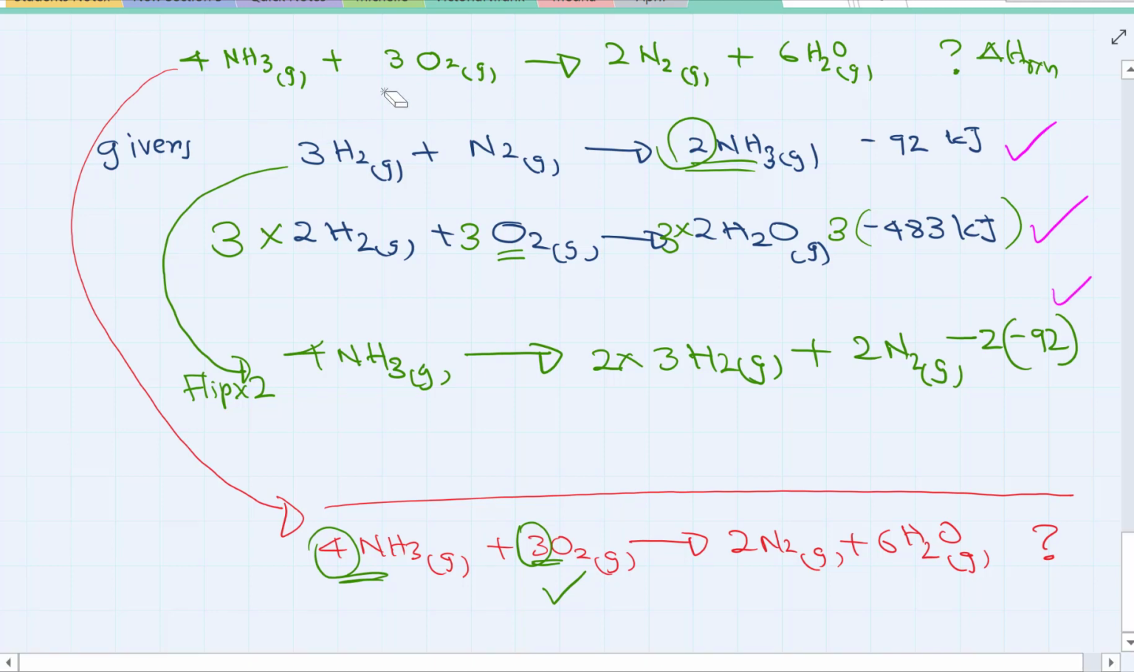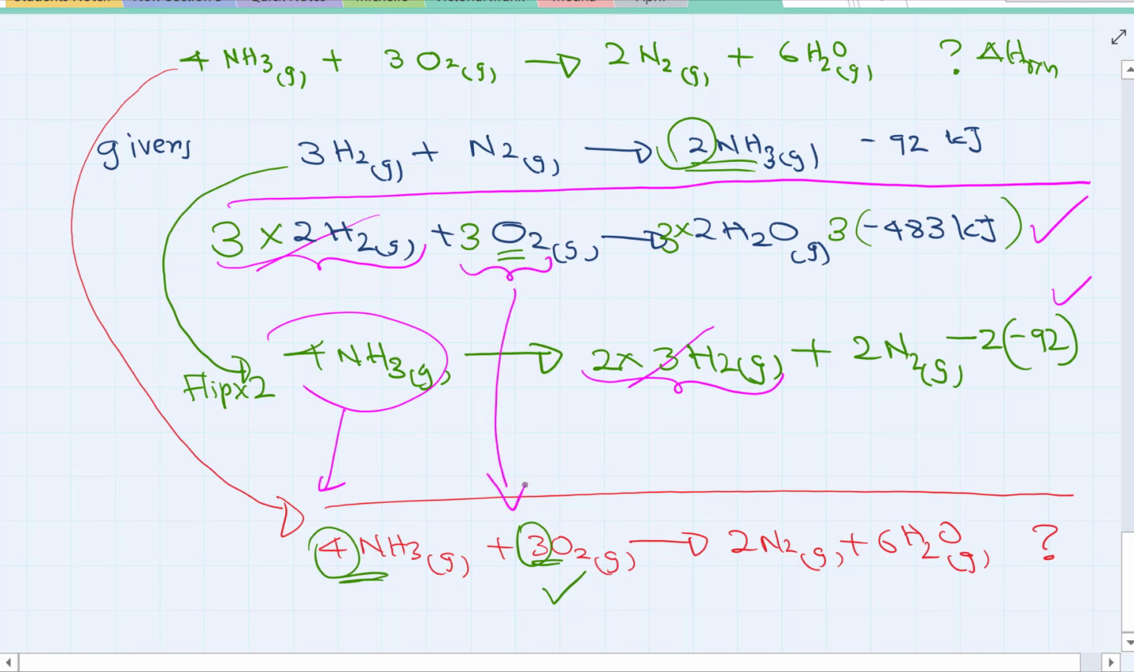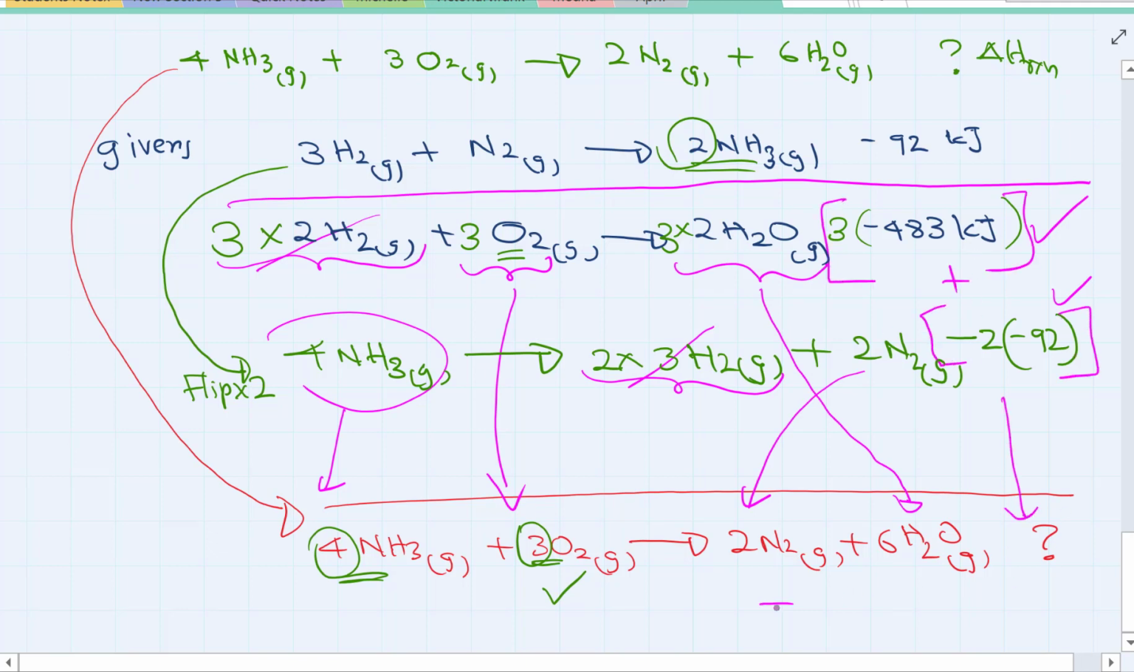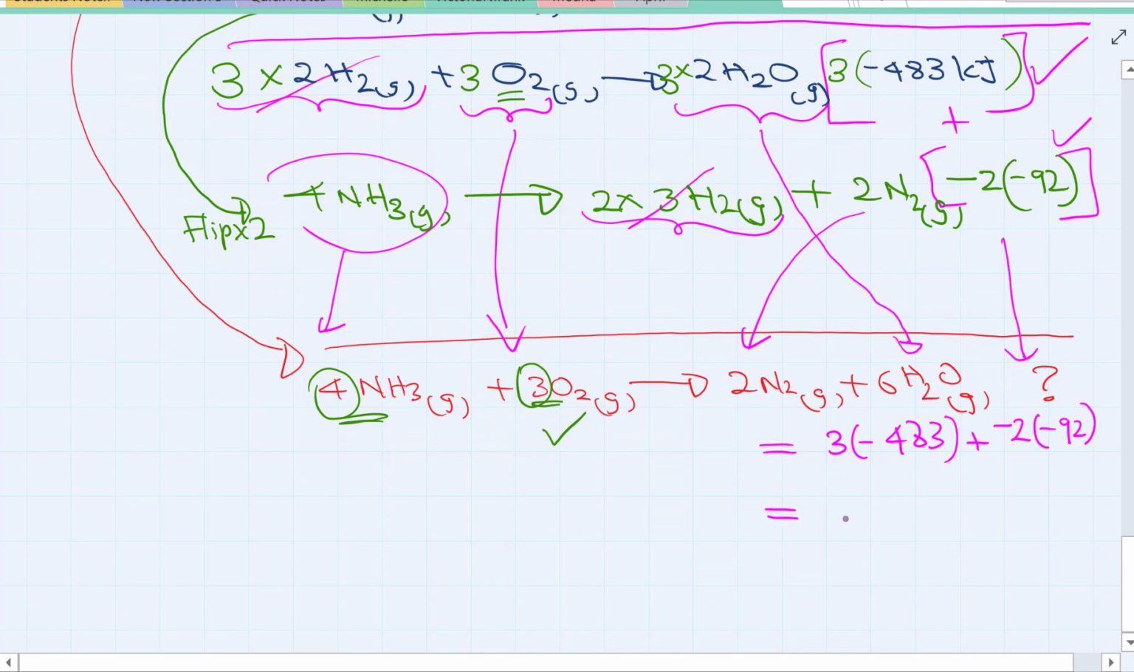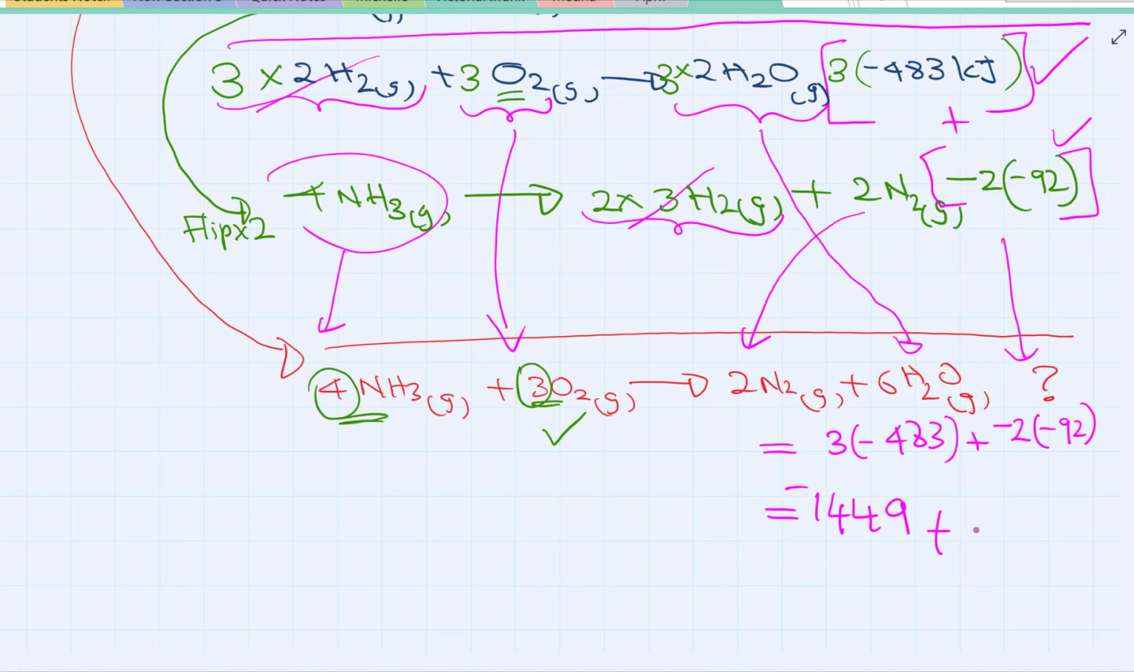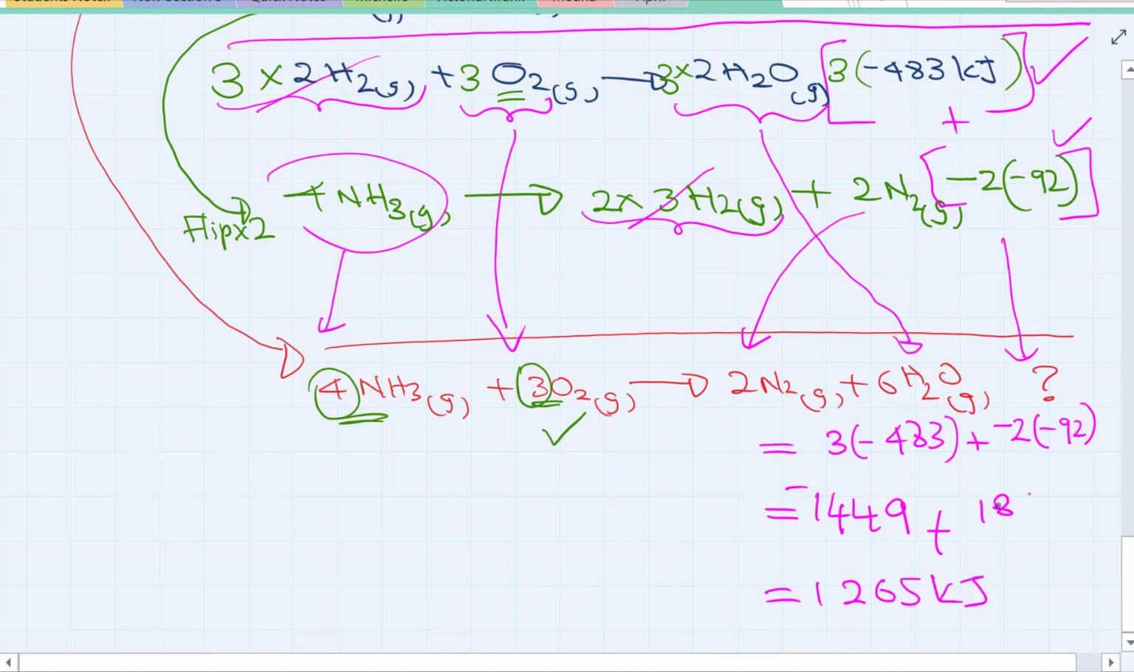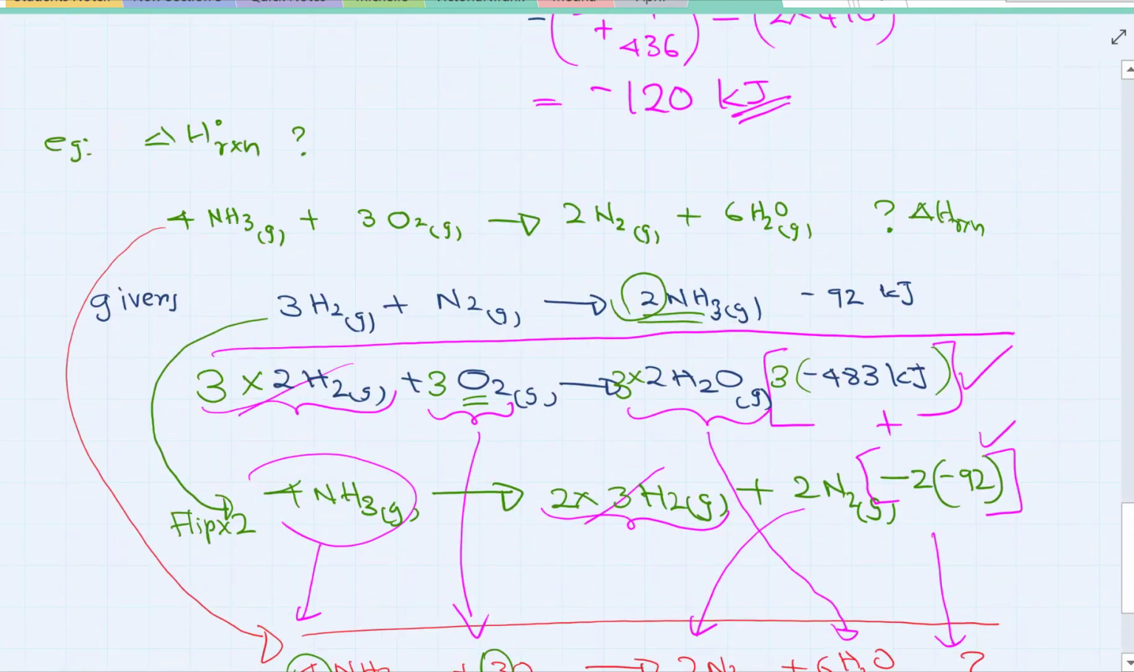Now actually only these 2 give me the product, not the top one. So you cancel on each side what you can cancel numerically, and you have 6 water, 2 nitrogen, 3 oxygen, 4 ammonia, where they should be. All are good now. So now you just numerically add all the values on your right side: 3 times minus 483 and 2 times plus 92. That should give you the value. So minus 1449, and minus times minus gives me plus, so it's plus 184. So minus 1449 plus 184 gives you the final answer, minus 1265.